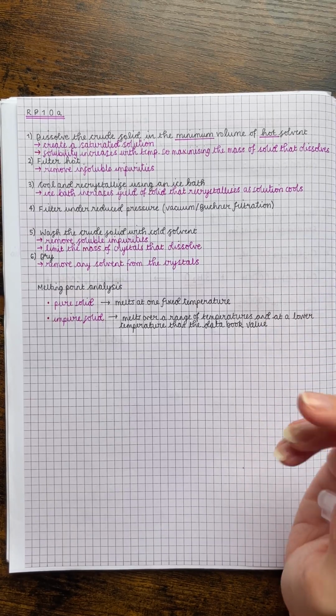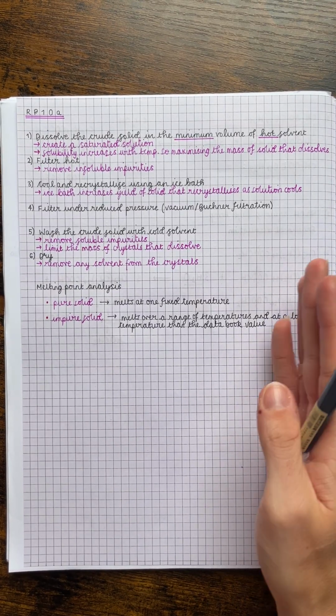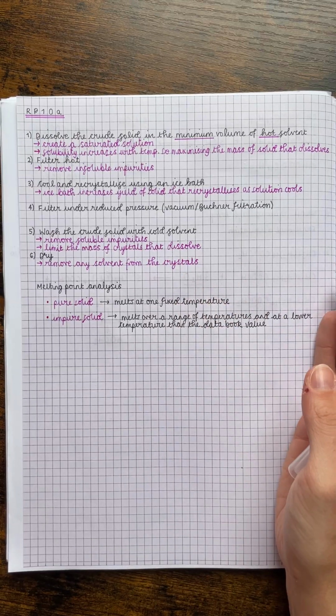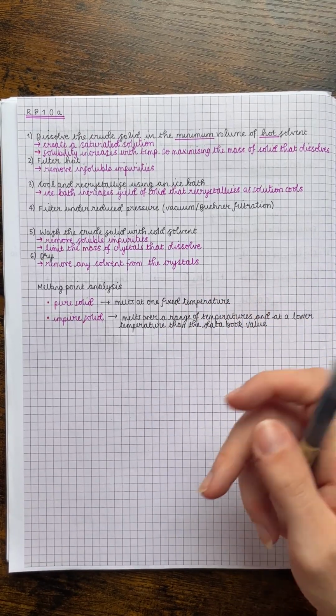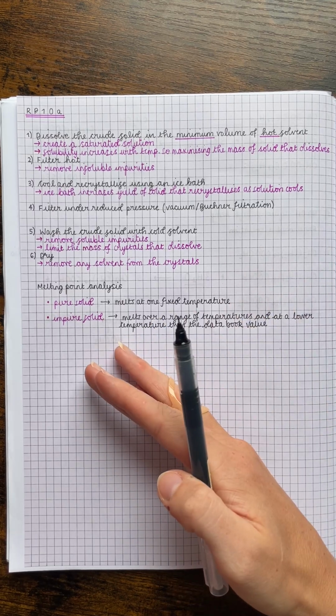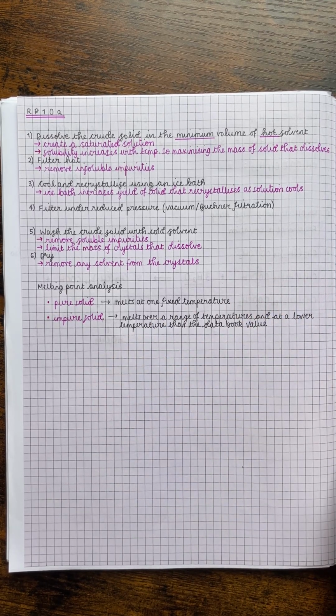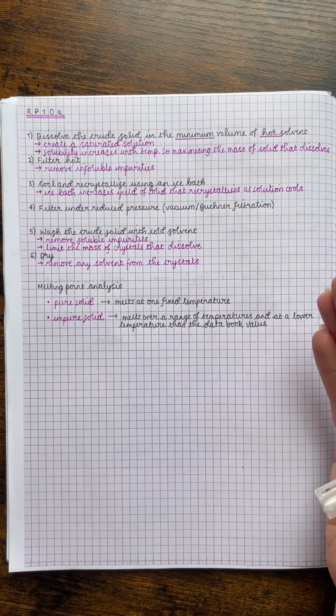We can just say, oh, well, it should have melted at this fixed temperature, it started melting at a lower temperature and it's melted over a range, however that range is small, so it's going to be relatively pure, or it started melting at a much lower temperature across a massive range of temperatures, that's probably going to be really impure.